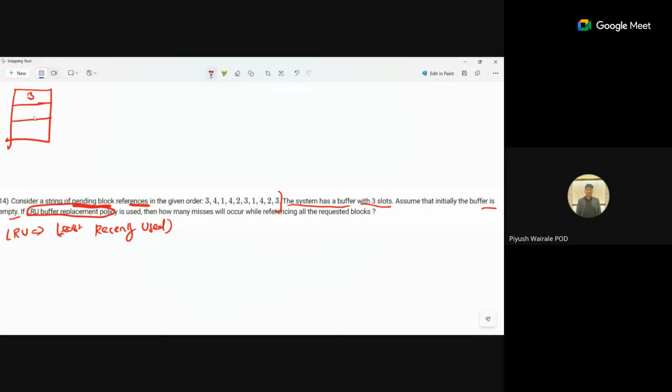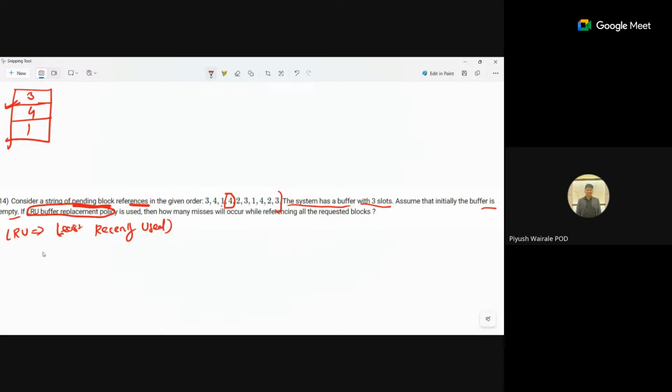Anyway, we have a storage, we have a space, we can add 4. 1 is again there, so we can add 1 in the buffer, right? So now all the 3 slots got full. Now my next block is 4. If you see here, that particular block is already present, right?